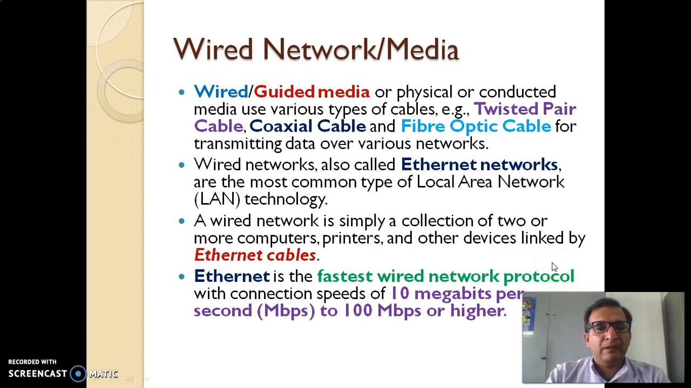Now, wired network media. In case of wired or guided media, it's a physical conducting media comprising twisted pair cable, coaxial cable, or fiber optic cable for transmitting the data over the network. Wired networks are also called Ethernet networks, which are normally used in LAN. Ethernet is also the fastest wired network protocol and has a connection speed from 10 Mbps to 100 Mbps or even higher.